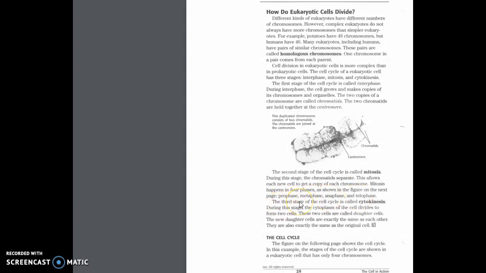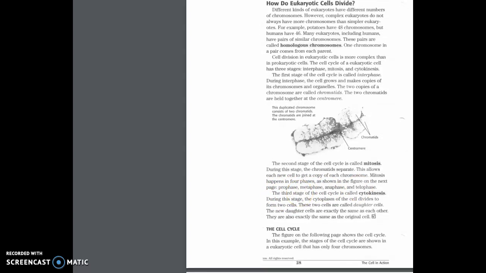The third stage of the cell cycle is called cytokinesis. During this stage, the cytoplasm of the cell divides to form 2 cells. These 2 cells are called daughter cells. The new daughter cells are exactly the same as each other. They are also exactly the same as the original cell.